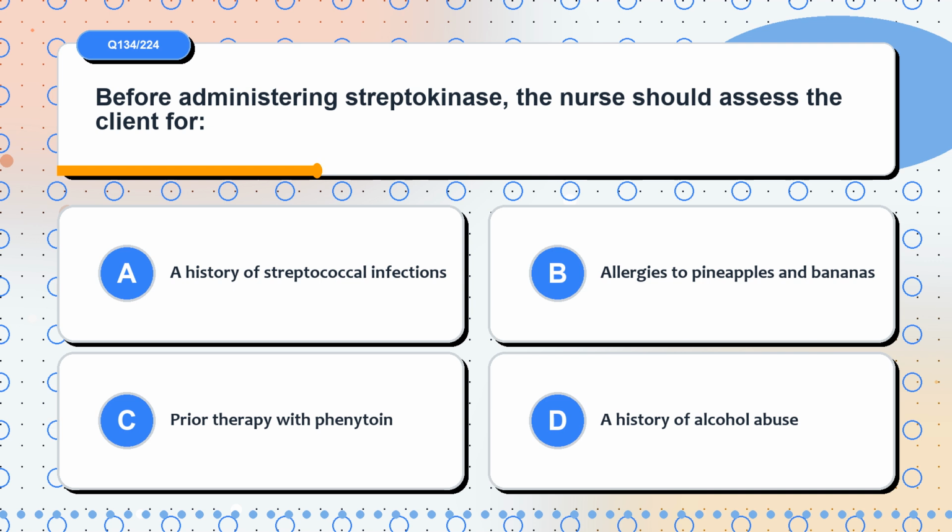Here are the options. Option A. A history of streptococcal infections. Option B. Allergies to pineapples and bananas. Option C. Prior therapy with phenytoin. Option D. A history of alcohol abuse.